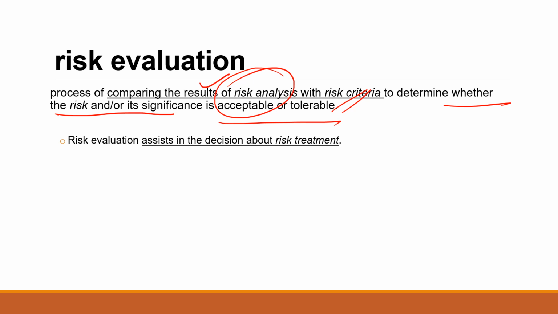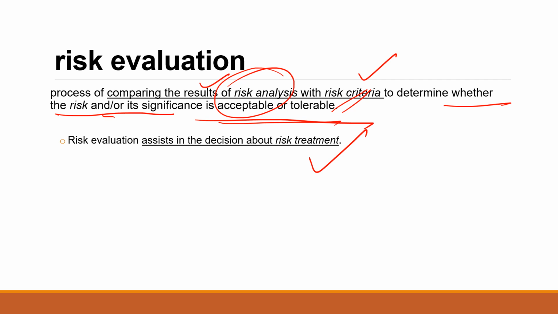So risk evaluation is a process of comparing the result of risk analysis. Now that you have identified the risk and done the analysis, you have found out the level of the risk. Now you are going to compare the result of risk analysis with risk criteria to determine whether the risk and/or its significance is acceptable or tolerable. So you should have the criteria present. This risk criteria, set at the beginning, is not always constant; it can change with time, but there has to be criteria to start with. Risk evaluation assists in the decision about risk treatment. I hope the flow is now becoming clear.